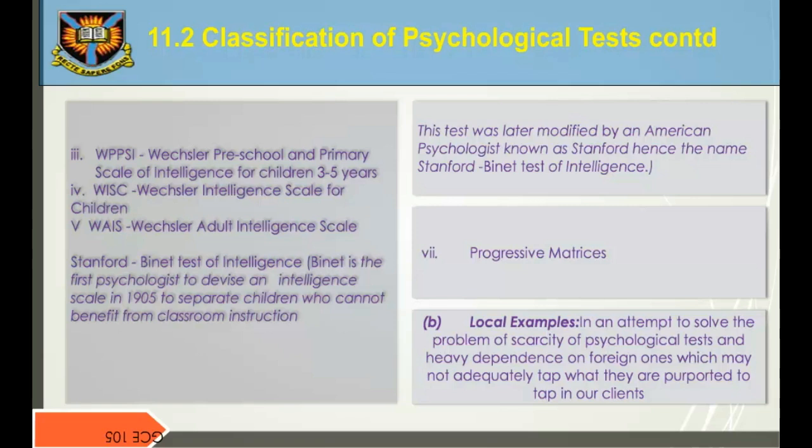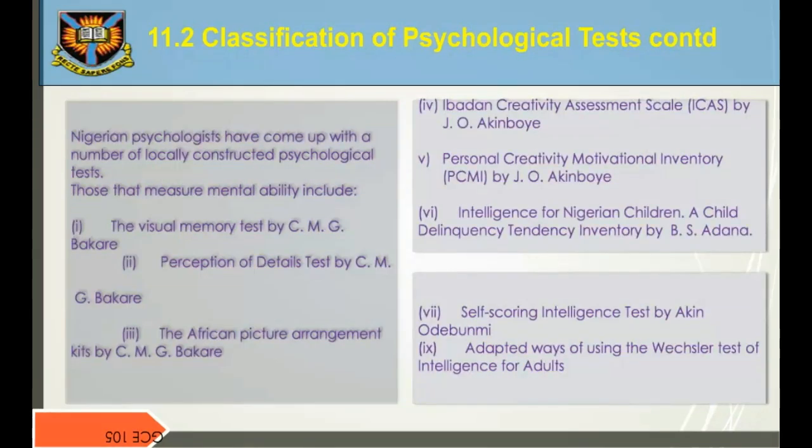In an attempt to solve the problem of scarcity of psychological tests and heavy dependence on foreign ones, which may not adequately tap what they are purported to tap in our clients, Nigerian psychologists have come up with a number of locally constructed psychological tests. Those that measure mental ability include: 1. The Visual Memory Test by CMG Bakari. 2. Perception of Details Test by CMG Bakari. 3. African Picture Arrangement Kits by CMG Bakari.